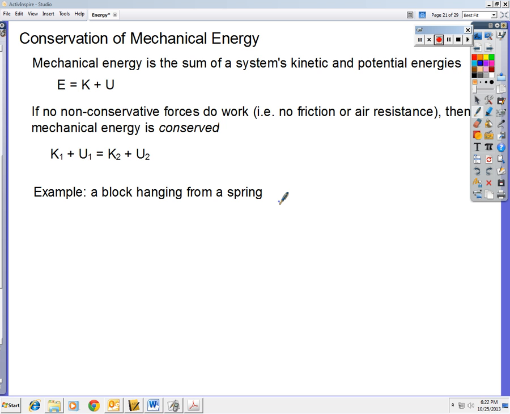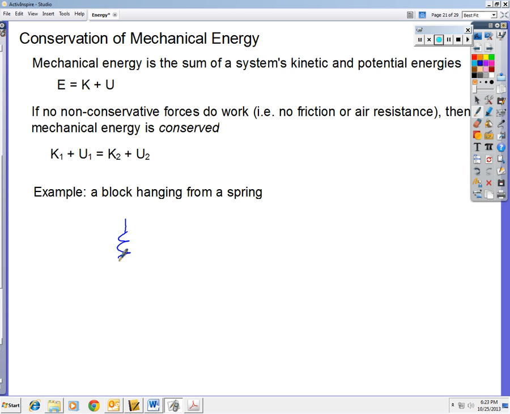This term mechanical energy just means the sum of the kinetic and potential energies. And when we say it's conserved, that means it stays constant, the amount of it doesn't change. In general, it will be conserved if no non-conservative forces do work. In practice, that means if you can neglect friction and air resistance. And when that's true, the initial kinetic energy plus the initial potential energy equals the final kinetic energy plus the final potential energy.